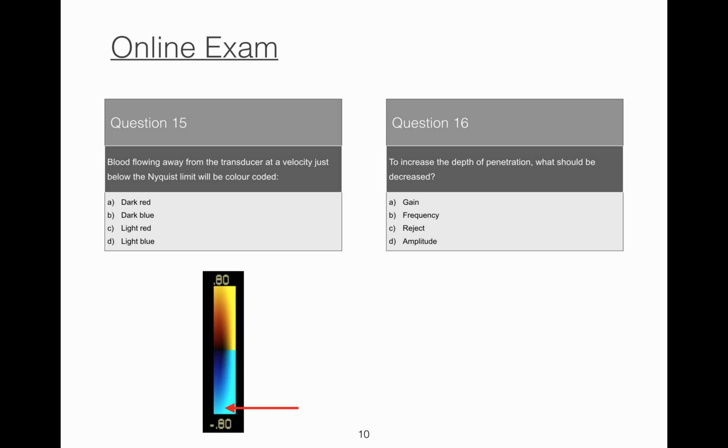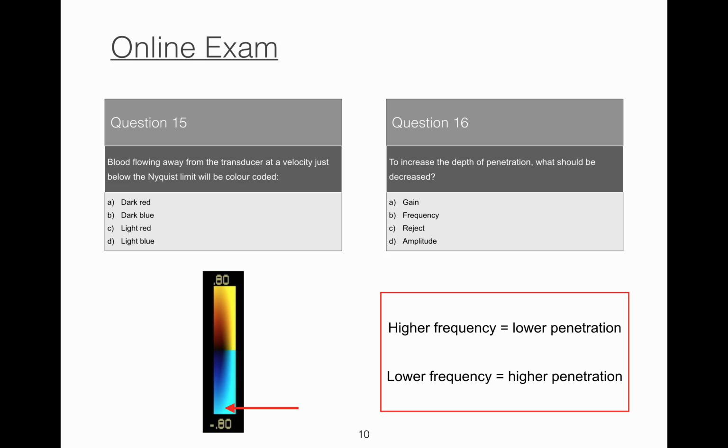Question 16. To increase the depth of penetration, what should be decreased? Depth of penetration is not related to gain or reject or amplitude. Frequency affects the depth of penetration. The lower the ultrasound probe frequency, the better the depth of penetration.